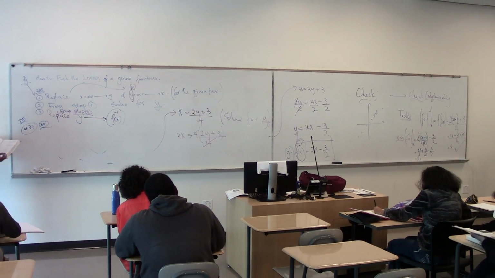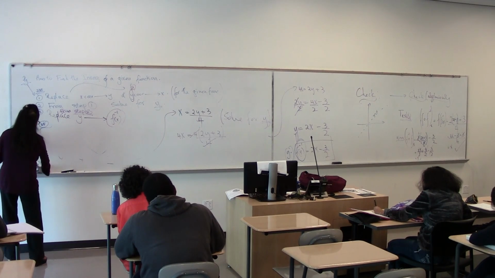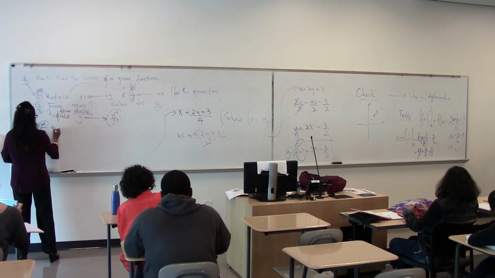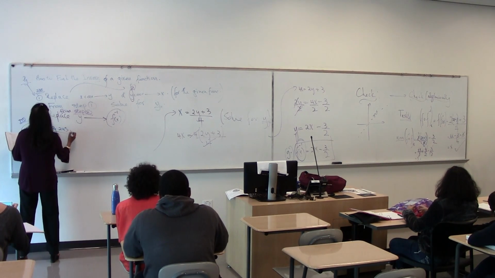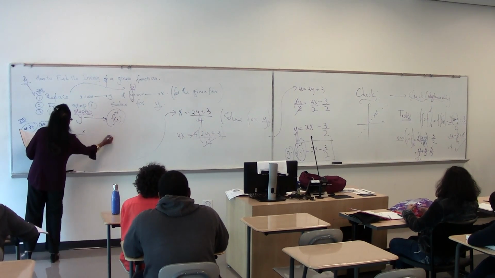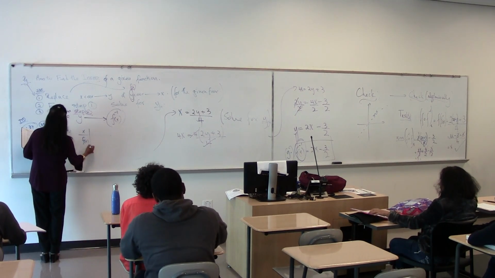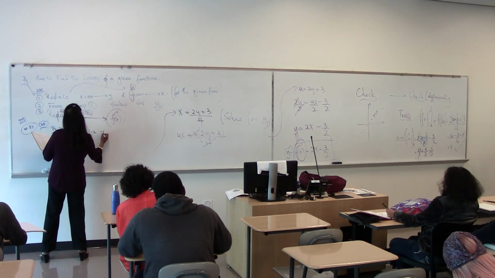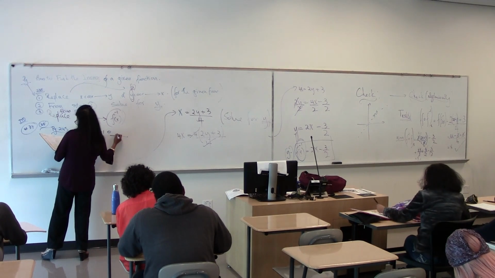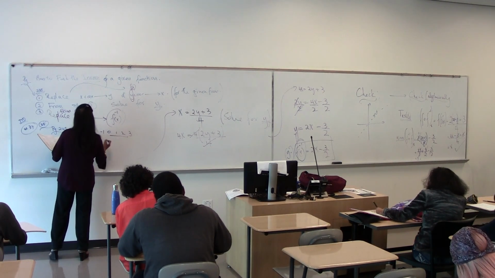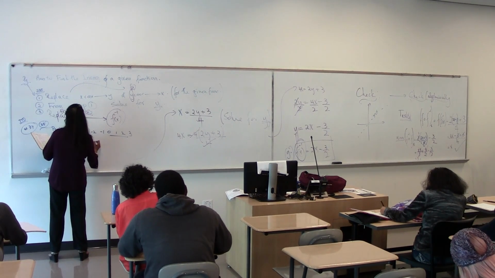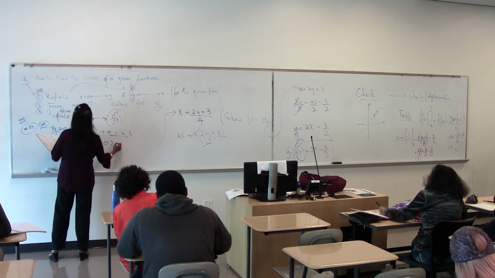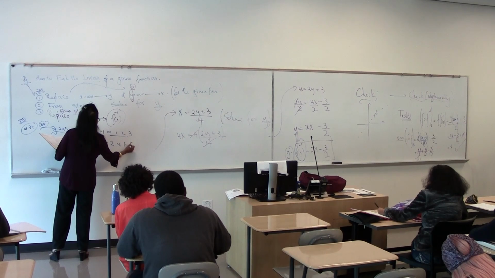For inverse. So it says here, given a table, problem number, this is page 245. Given a table, the table is given x and f of x here. So we have -2, -1, 0, 1, 2, 3, and -2, 0, 2, 4, 6, 8.